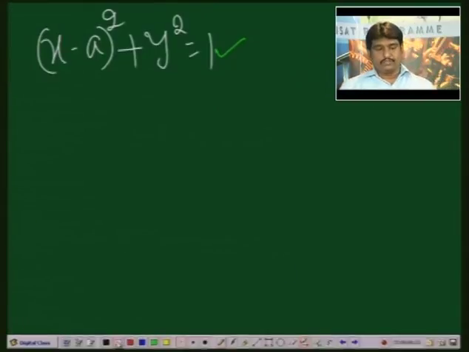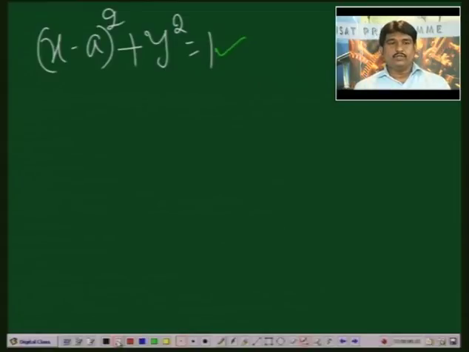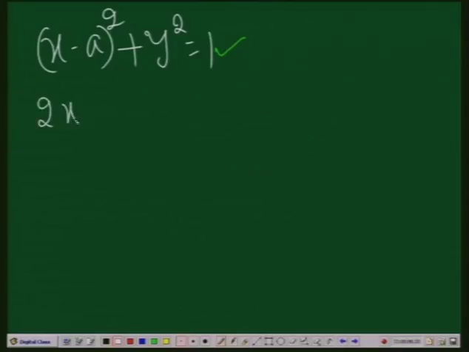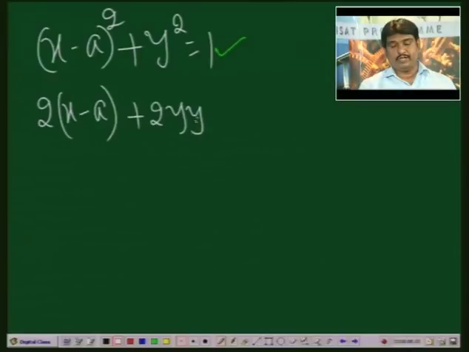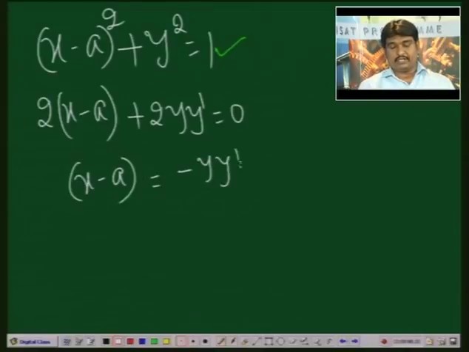How to form a differential equation? It's a relationship between x and y given with one arbitrary constant a. You have to eliminate that constant. We have to eliminate a. You differentiate this with respect to x, we get 2 into (x minus a) plus derivative of y squared, which is 2 into y dash, equals 0. I have not eliminated a yet. So simplify this, divide by 2 and take the second term to the right hand side. I'll get x minus a as minus y into y dash.